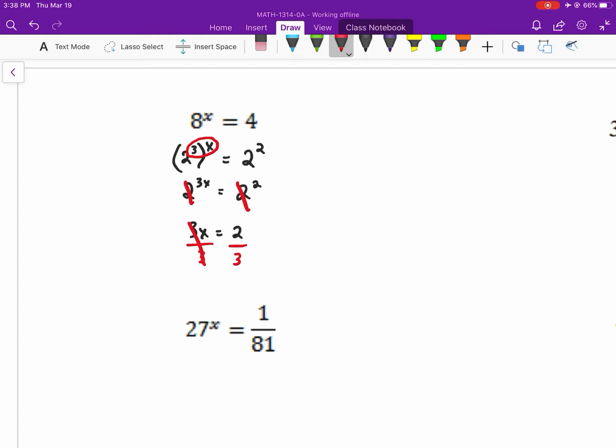Okay, so I'm going to divide both sides by 3. So what does x equal? X looks like it equals 2/3.